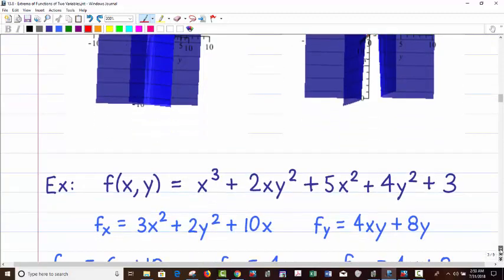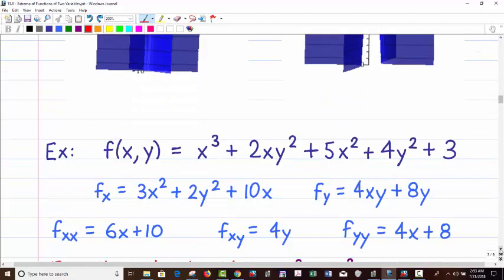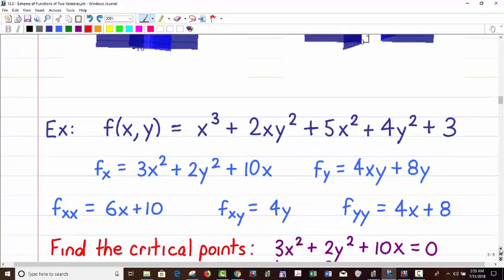All right, let's get one a little more interesting here. You know, where the second partials have more variables, and I like to have more than one critical number too. That makes it more fun, at least for me.